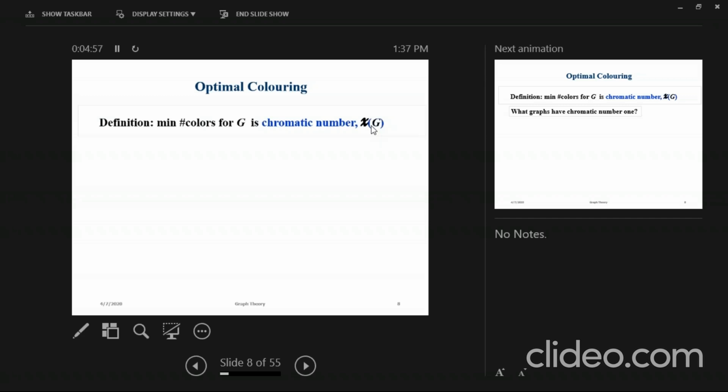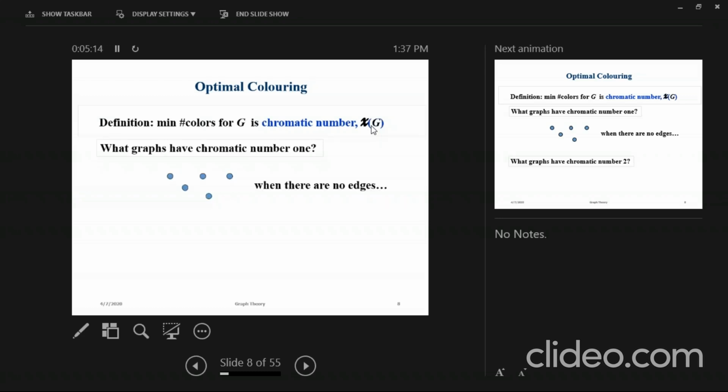Basically it's a trial and error process. First you try with one color, then you go on to pick the second color, then you pick the third color, and so on. Can you guess what graphs have the chromatic number 1? When there are no edges available to connect two vertices, that is, a graph which contains only one vertex, it can be colored with only one color.